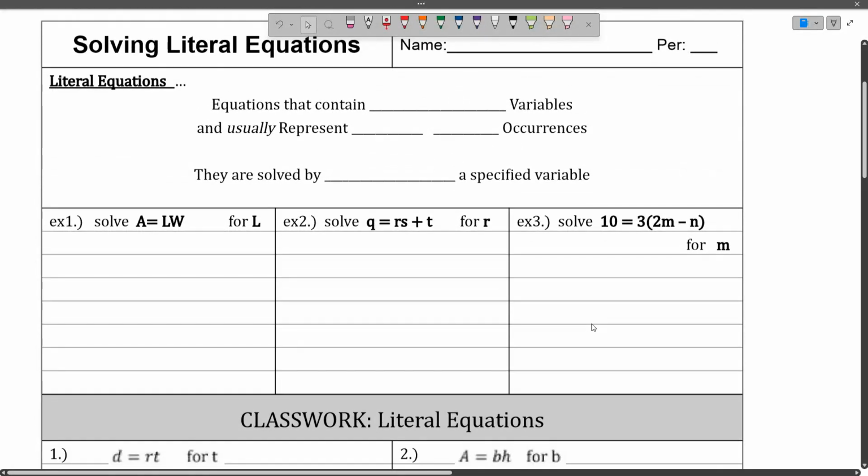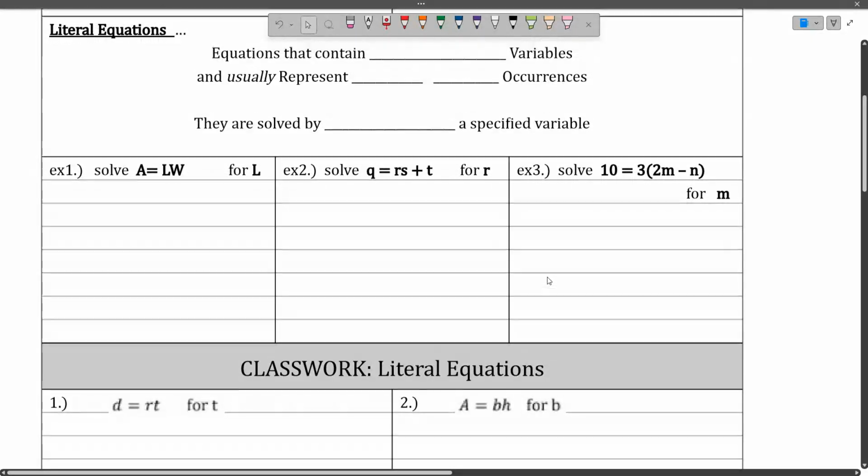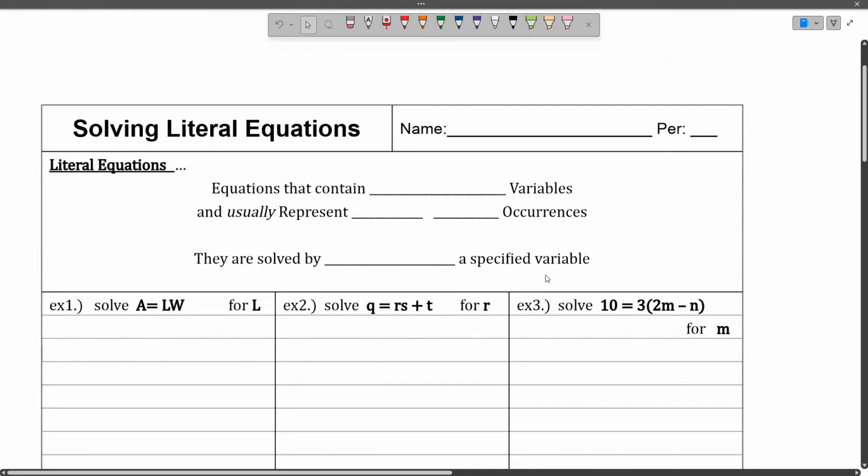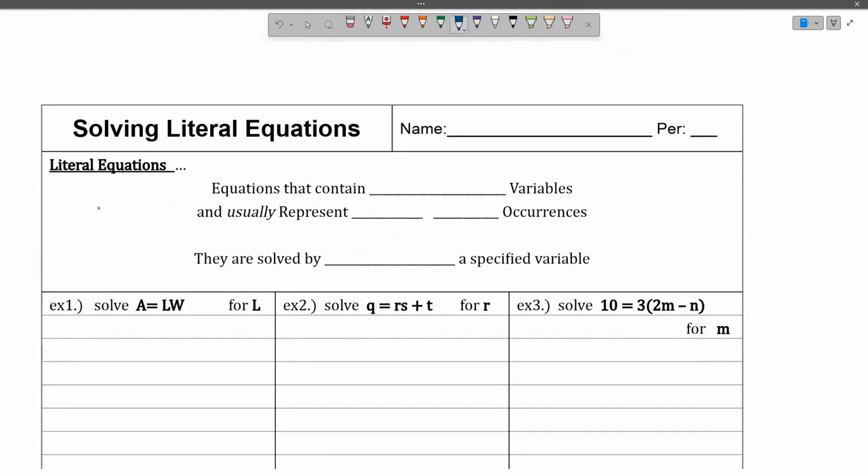Ladies and gentlemen, in this video we're going to be talking about literal equations. What are they and how to solve them? Let's just start. What is a literal equation? A literal equation is just an equation that contains multiple variables, and usually represents a real world occurrence.